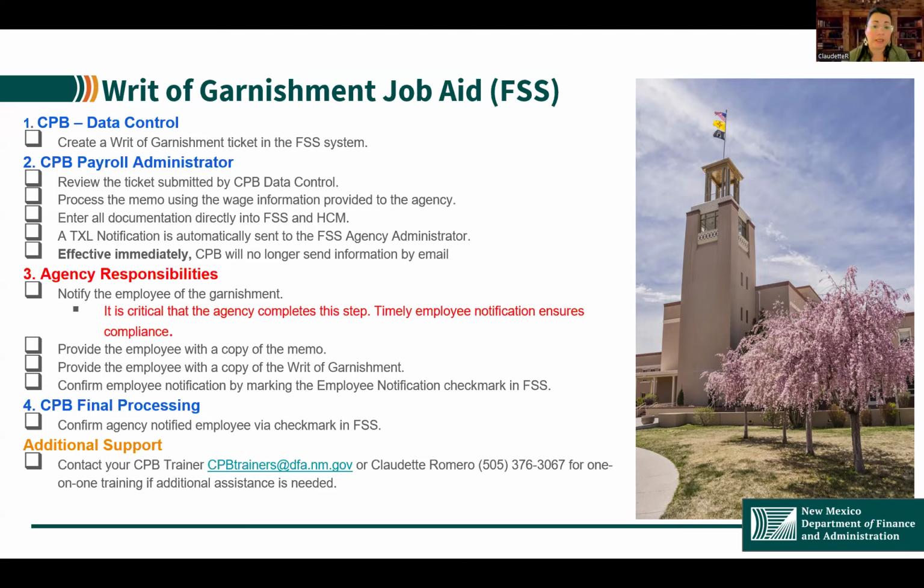And effective immediately, we will no longer be sending information via email to the agencies. It is going to go through that notification system. So we're asking that anybody that is an FSS administrator monitors that, looks at the notification and relays the information directly to the employee.